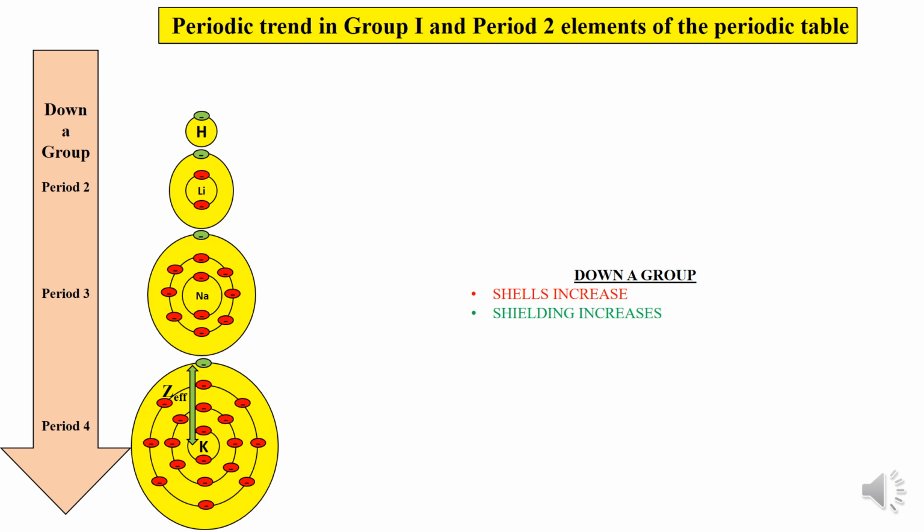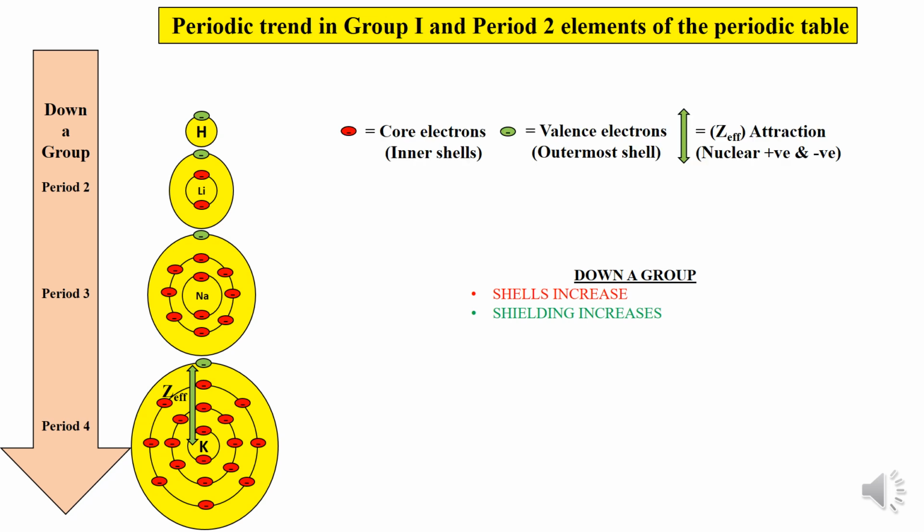Now, as the shells increase, shielding increases, and as a result of shielding, there is decrease in attraction between the nuclear protons and the outermost valence electrons. So as you go down the group, number of shells increase. With increase in number of shells, shielding increases, and with increase in shielding, the electrostatic force of attraction between the nuclear protons and the valence electron decreases, and thereby the effective nuclear charge also goes down.